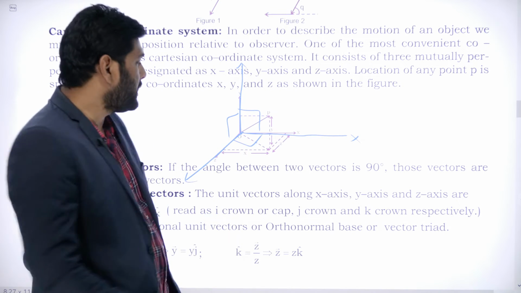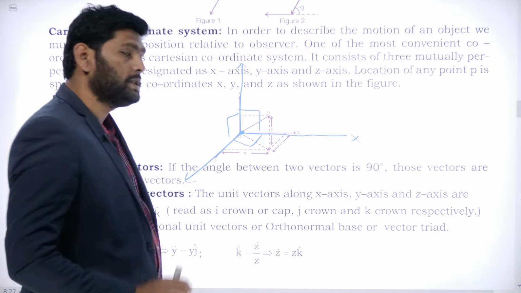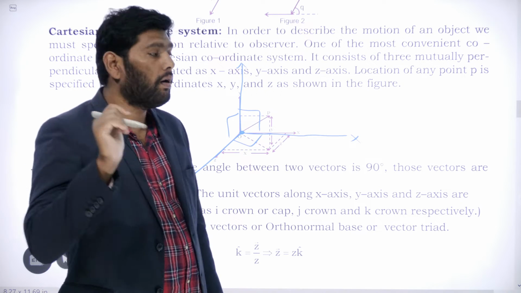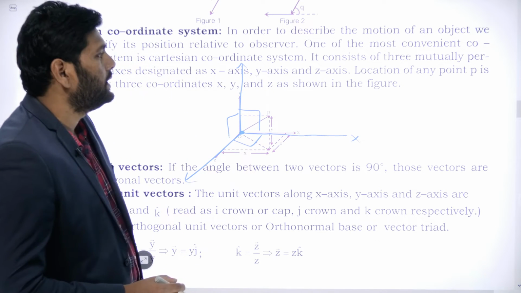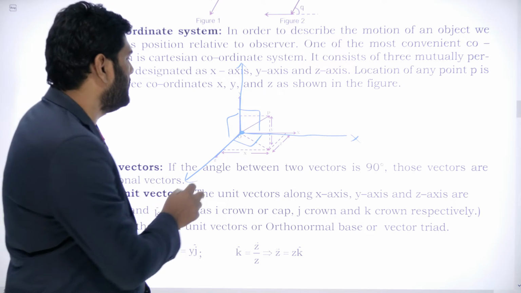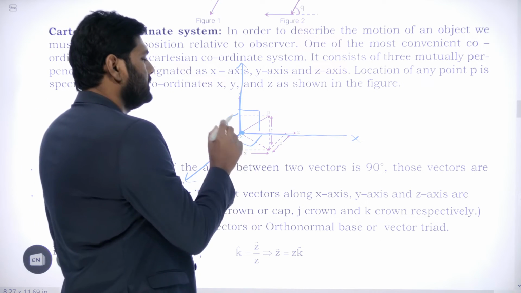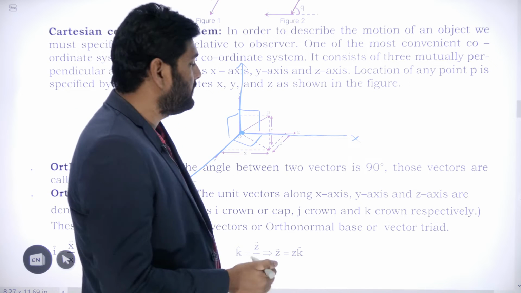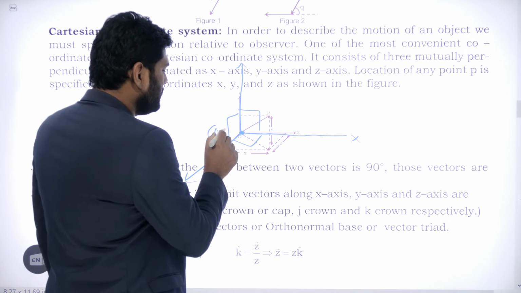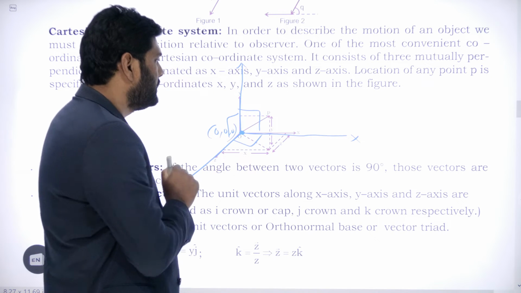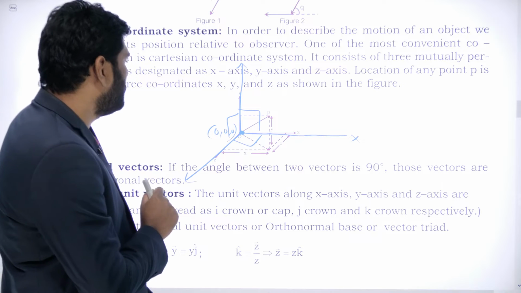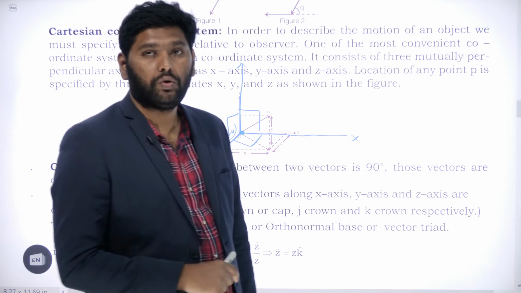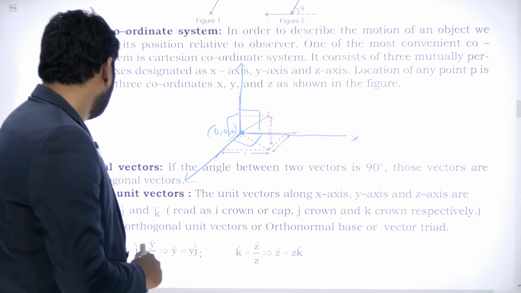The intersection point of these three axes is known as the origin. What is it known as? Origin. Here this is called the origin. But how can you represent the coordinates of the origin here? This is called 0, 0, 0. So this way, the Cartesian coordinate system will help you.